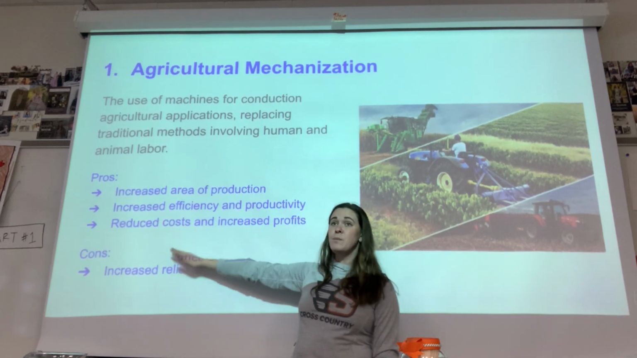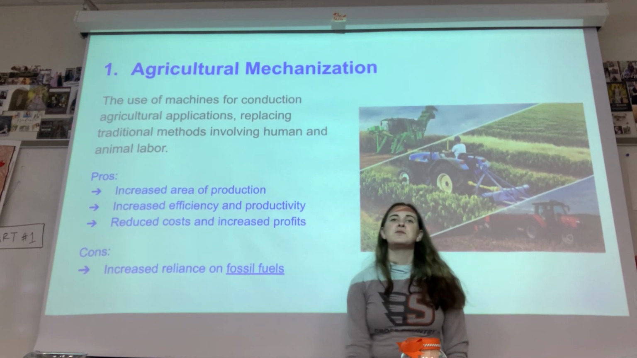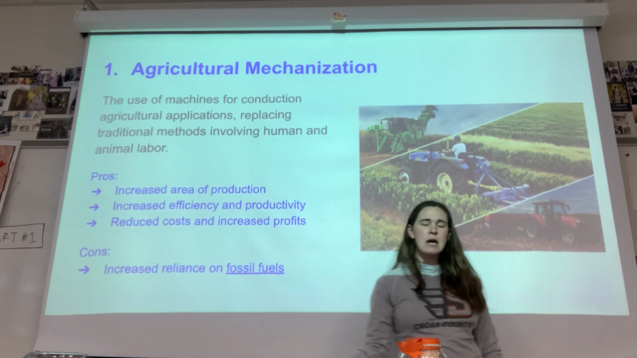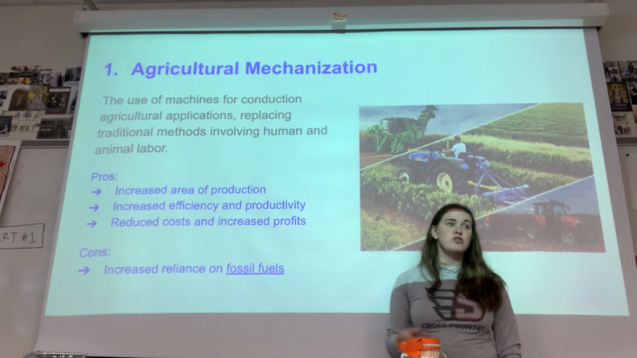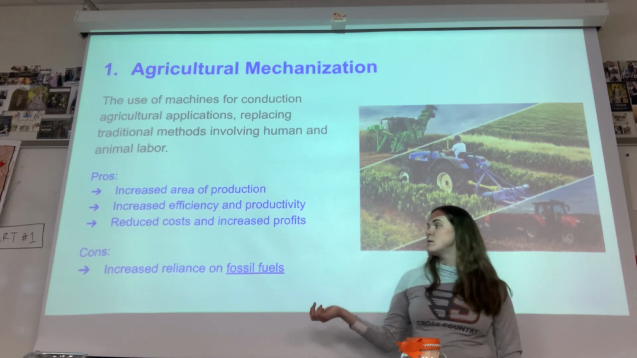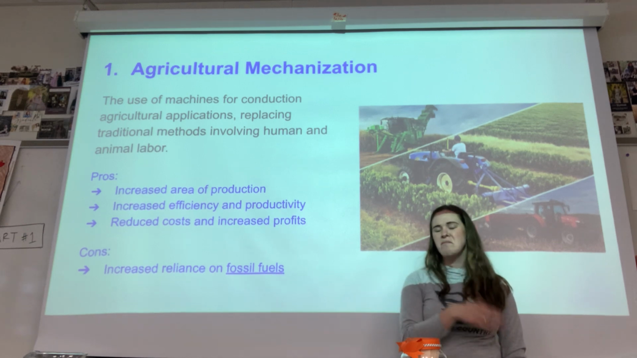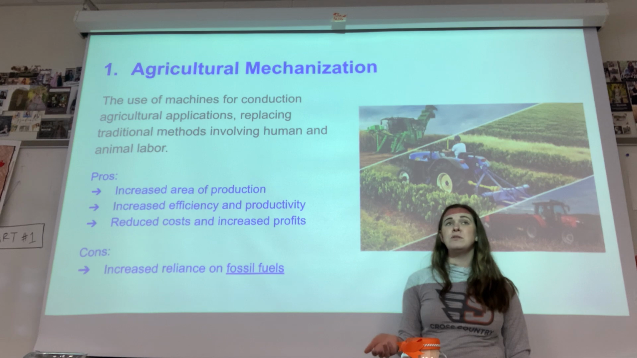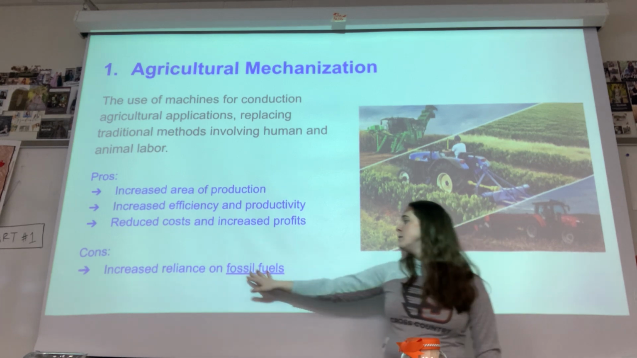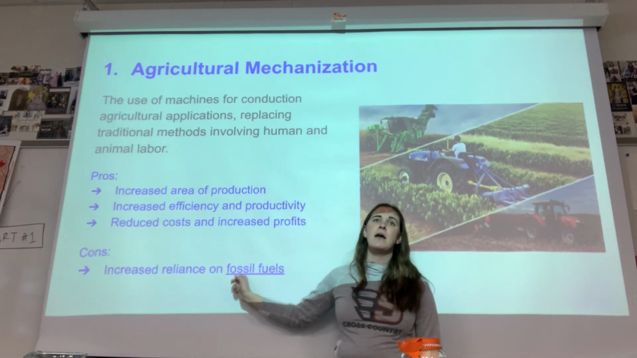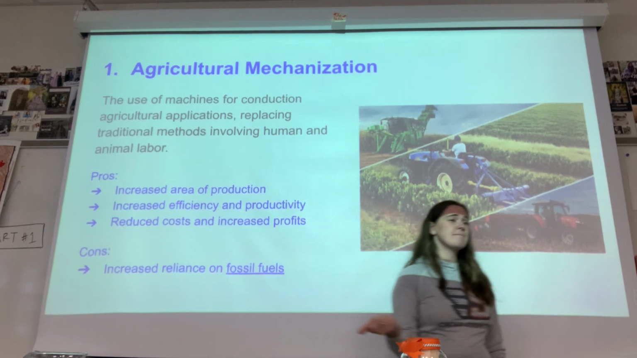So the biggest con, and the only real big con for this, is that it increases our reliance on fossil fuels. Since we're using machines now to do the work that we used to do with our arms and our legs and shovels and rakes and pickaxes, all of those were fossil fuel free. If you had a horse pulling a plow behind it, you're not using any fossil fuels. However, if you're using a tractor or a backhoe or an excavator, you're going to be using fossil fuels. And so this increases the pollution from fossil fuels, and it also increases our reliance on fossil fuels.